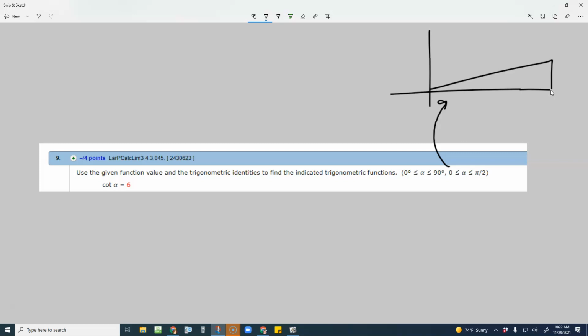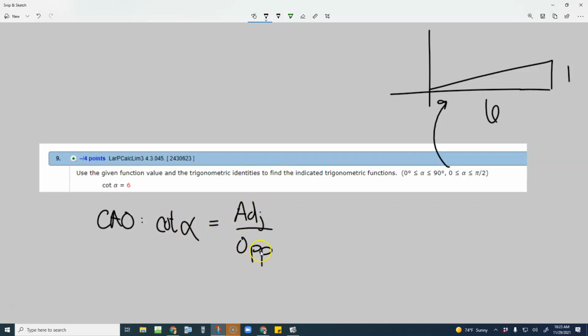Oh, we know x is 6. Oh, I do know x is 6, and I know y is 1, or at least proportionally I have 6 to 1 with those sides. How do I know that the sides adjacent and opposite are 6 to 1 from what they just gave me? It's adjacent over opposite. I have cotangent of any angle, that's the Greek letter alpha, right, is adjacent over opposite, but how did I get 6 and 1?